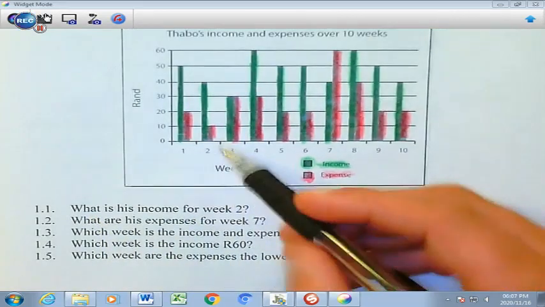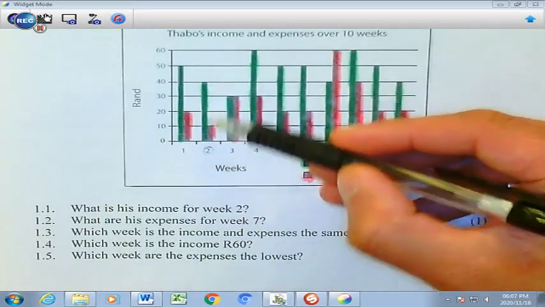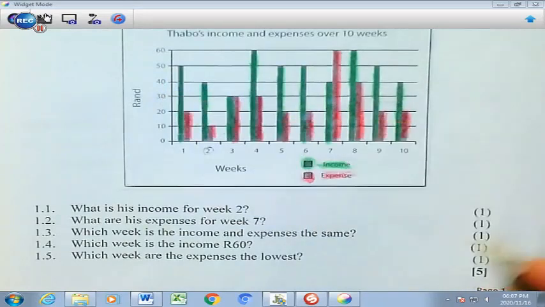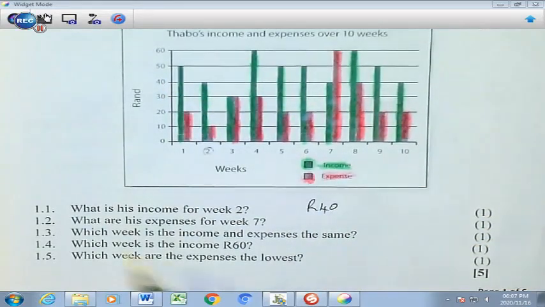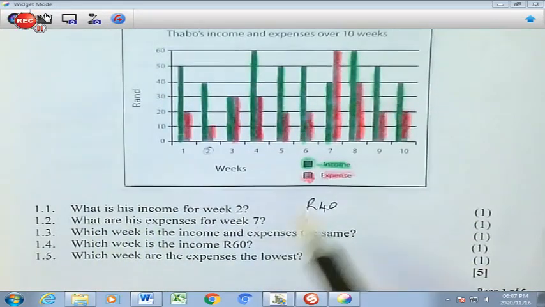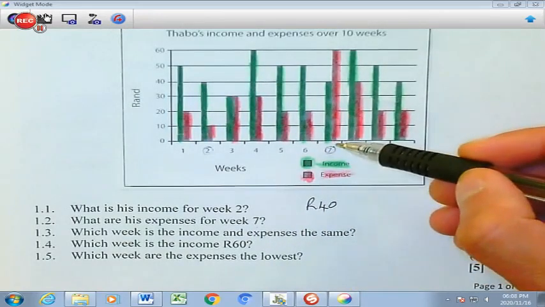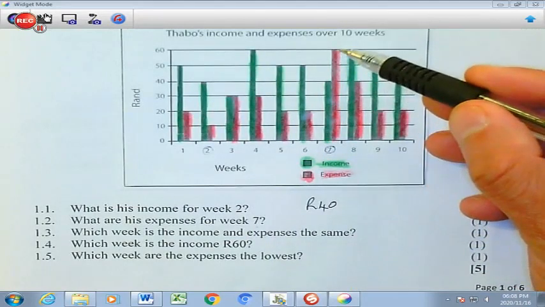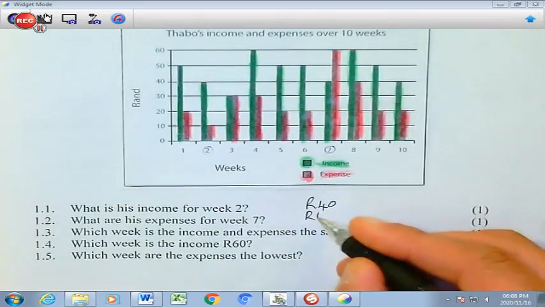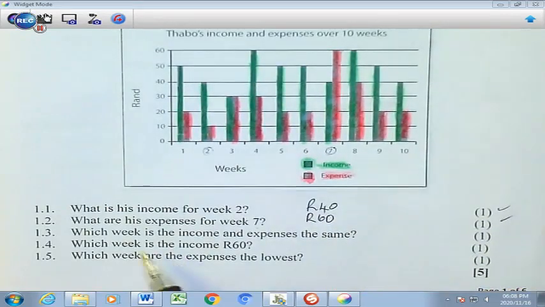So you will have to go to week 2, there's week 2, and you look at the income, and you'll see that would be 40 Rand, and that's what you're going to write down there, 40 Rand. What are his expenses for week 7? So you're going to go to week 7, there's week 7, and you're going to look at the expenses, which would be the red column, and that will go right up until 60, and that will be 60 Rand. Right? It's all 1 mark answers that you will find in this particular section.